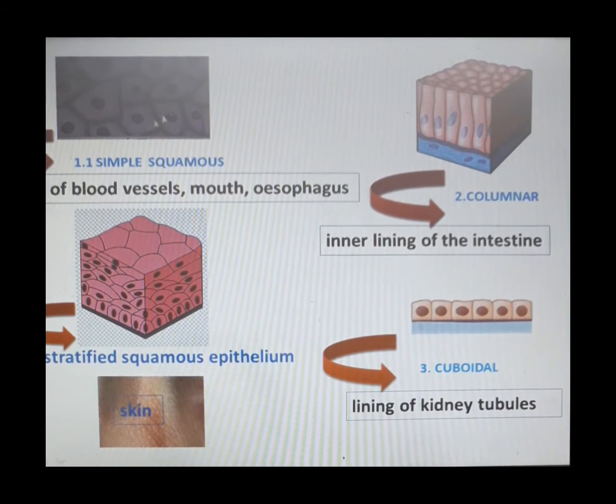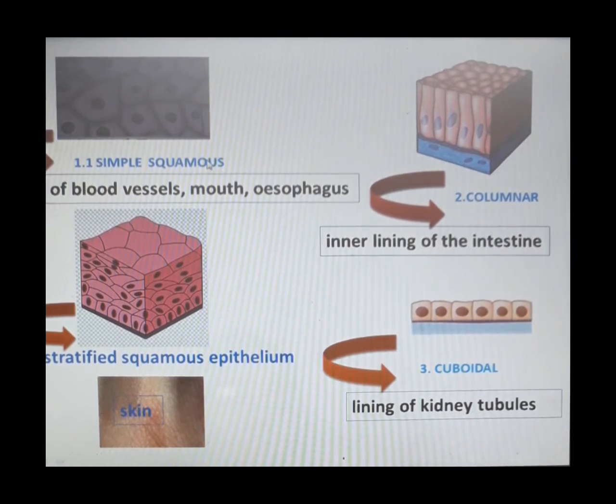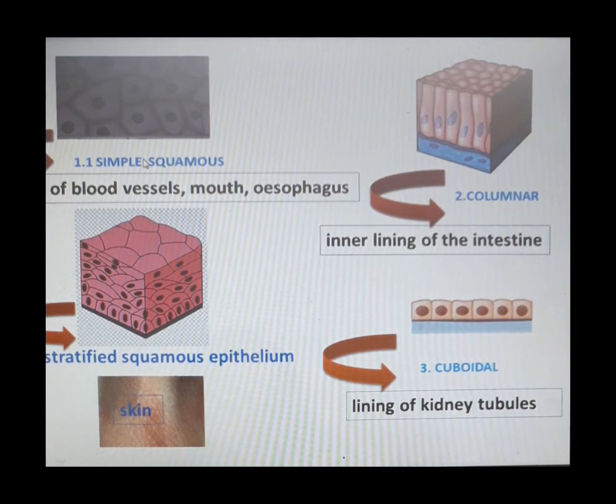On your screen, in the first image you can see the cells are flat and they are arranged like tiles. Such a type of epithelium is known as squamous epithelium, and I am using the word simple here. That means this squamous epithelium is a single layered tissue. So simple squamous epithelium shows presence of flat, compactly arranged cells. They are not very thick, actually they are thin. They line the blood vessels in the form of endothelium. They are present in the mouth and esophagus.